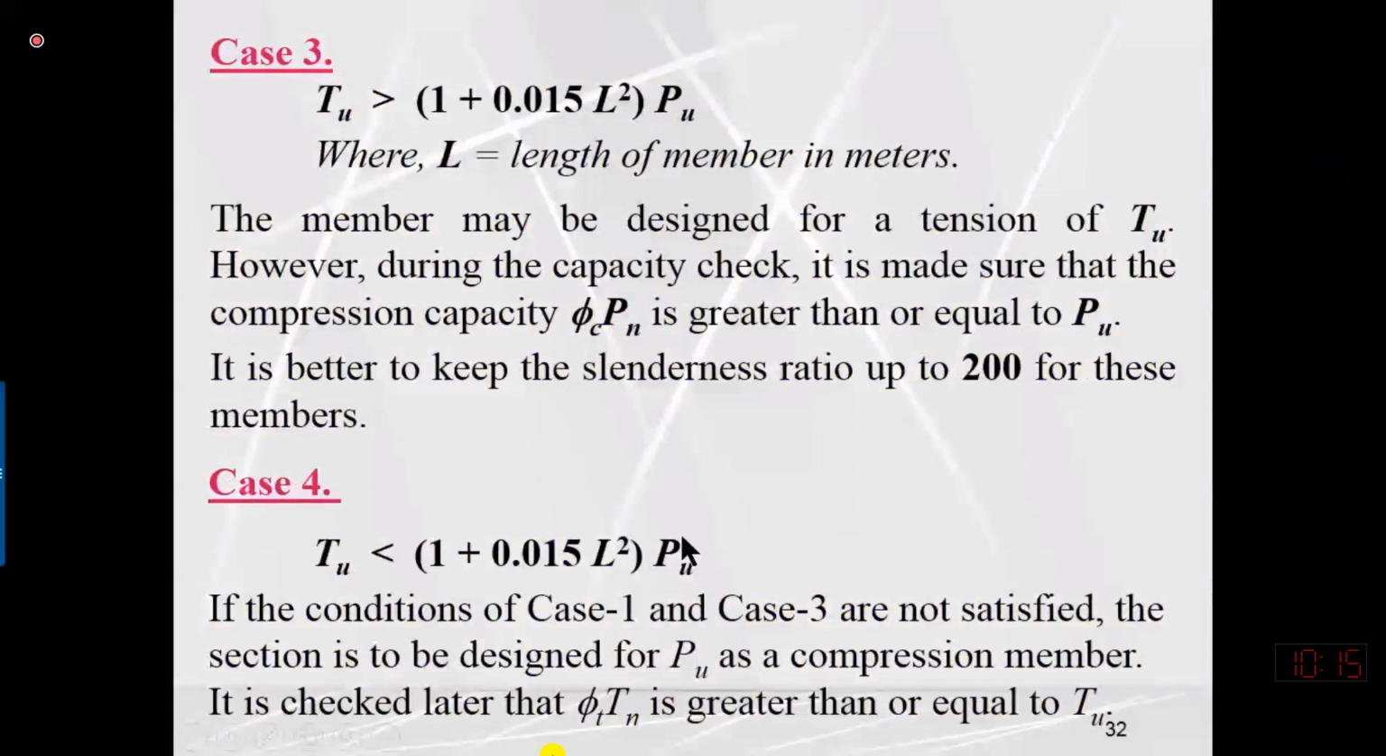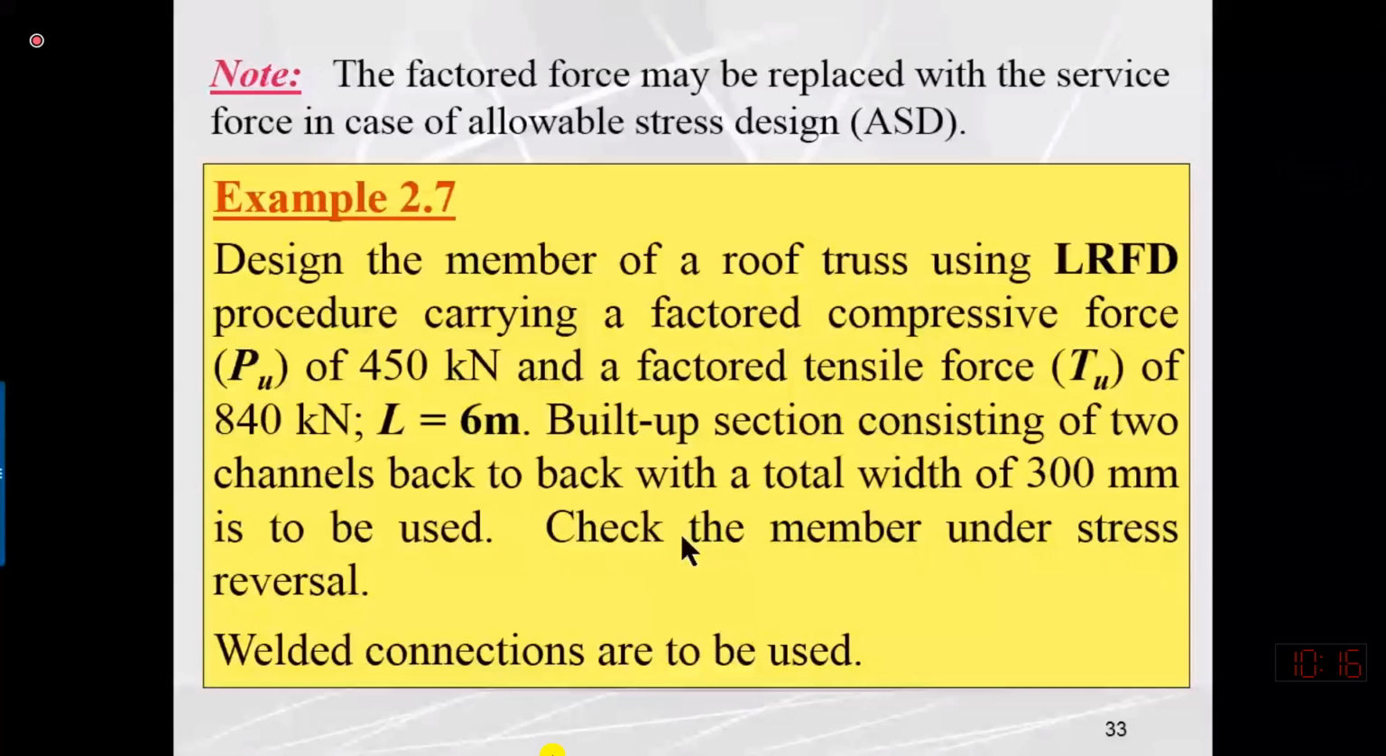Now we have a problem that is related to the stress reversal member. First of all, we need to understand this statement. Design the member of a roof truss using the LRFD procedure carrying a factored compressive force PU of 450. This means that we are given the factored compressive force directly, and we are also provided with the factored tensile forces directly, which are 840 kilonewton. The length of the member is 6 meter.